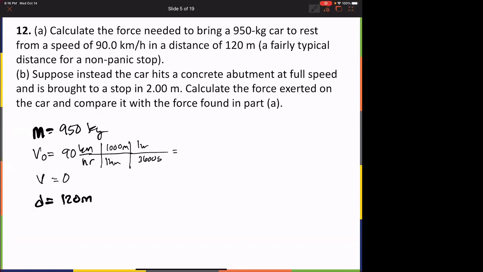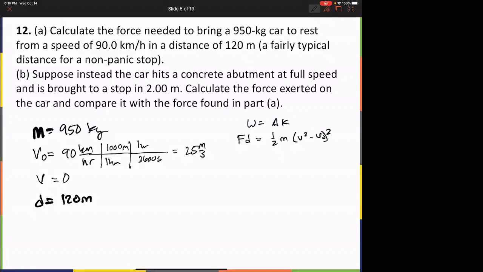That gives me 25 meters per second. So this is calculate the force needed to bring it to a stop. So this is the work-energy theorem. Work equals delta K. Fd equals 1/2 m (v squared minus v naught squared).